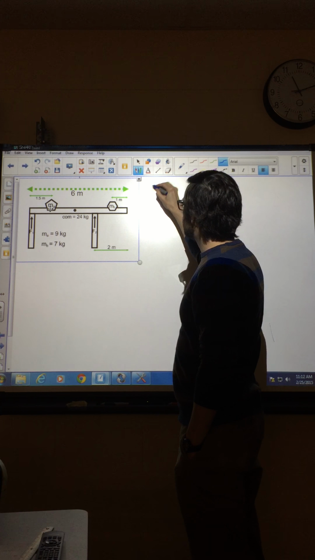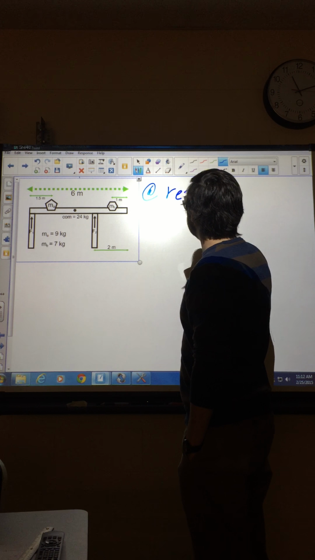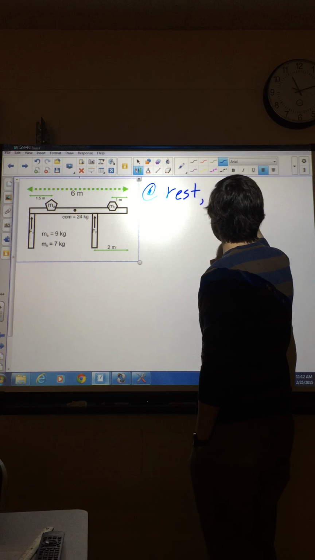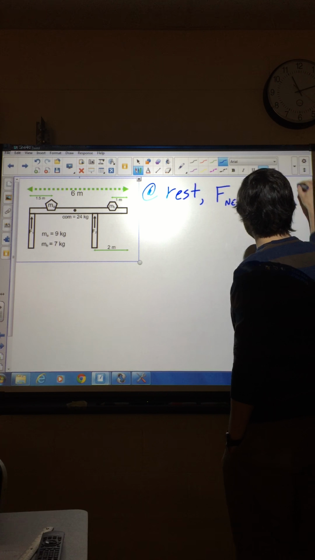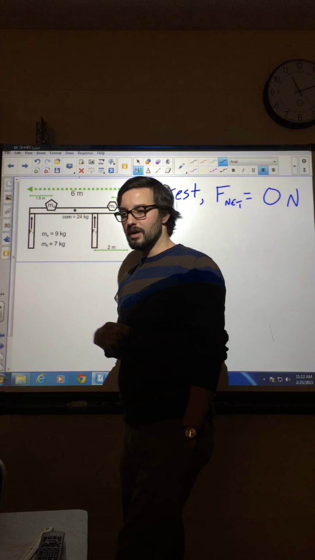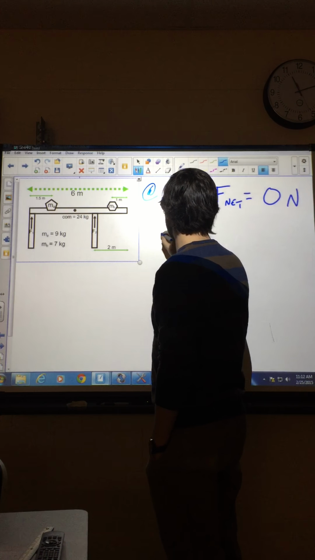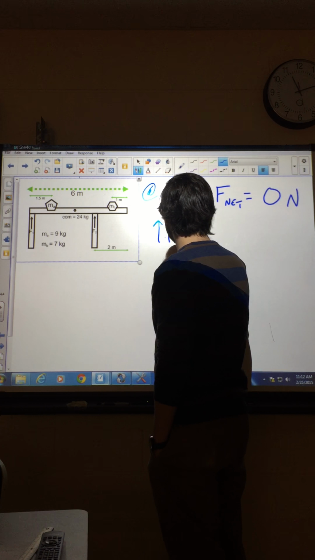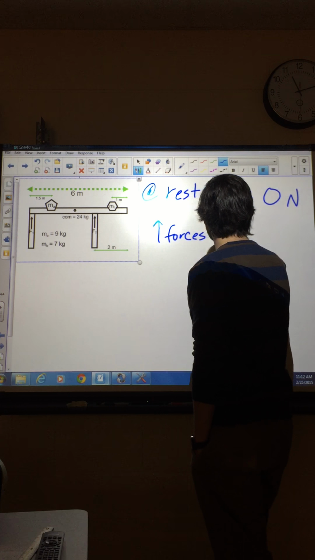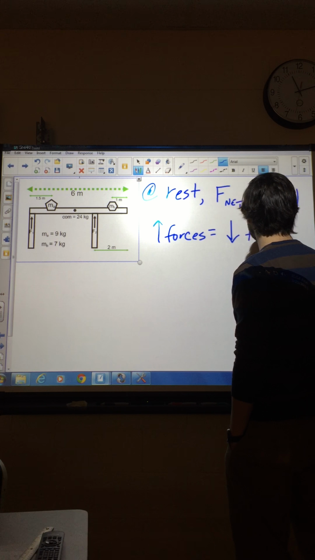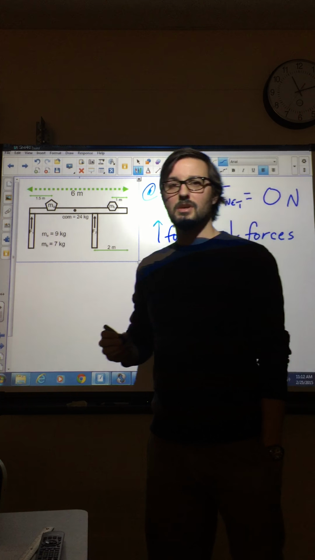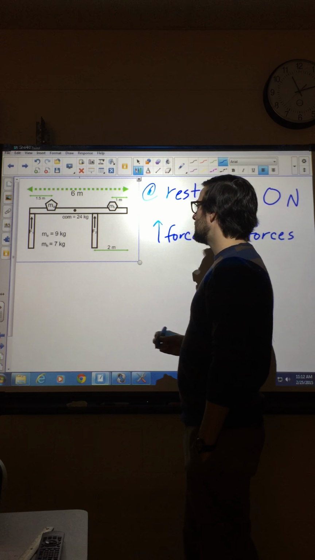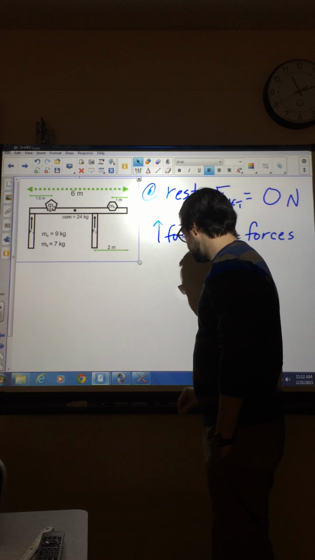First of all, the table's at rest, which means that the net force is 0 newtons. Things are at rest. So the up force is equal to the down forces. And this is a great place to start. But as we'll soon see, it's only a start.